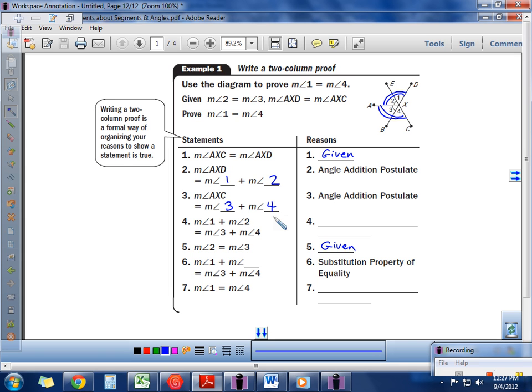The tricky part comes from step 4. You have to put together the previous statements that they gave you. How are they able to say 1 plus 2 equals 3 plus 4? I see it right here. How are these related, though? They're congruent, okay. But are they congruent a reason, a real reason? No, it's not really a property or postulate. What allows us to say that these are equal because these are equal? Substitution. They're replacing, so it's just substitution.